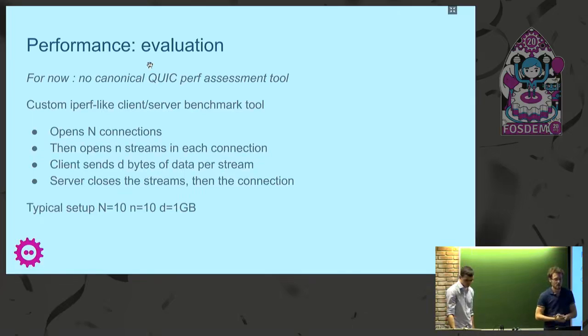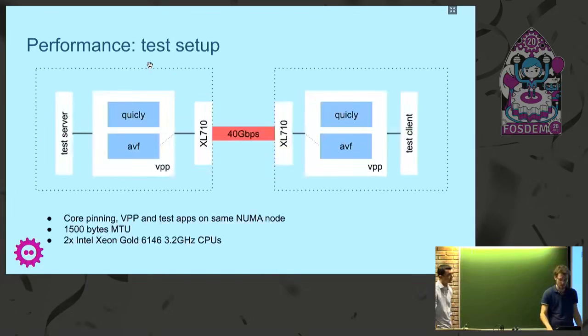And the basic setup is the client opens n connections. On each of those connections, it opens n streams, and then sends a certain amount of bytes on each and every one of those streams. And once the data has been received, a close notification is sent back on the streams, and when everything is closed in a connection, a closed connection event is sent, and everything should turn down nicely. So that allows us to test correctness, but also speed.